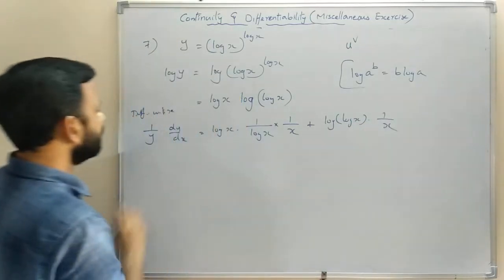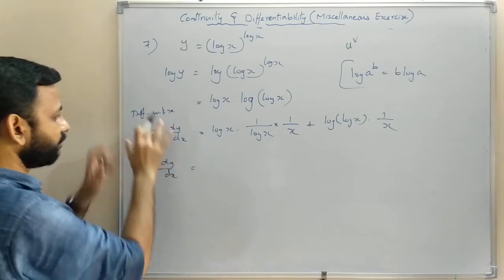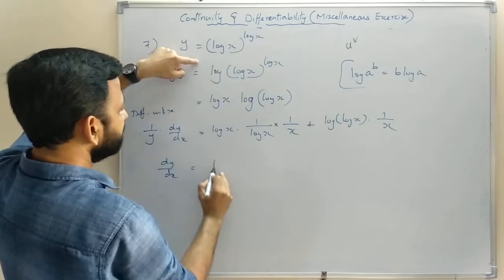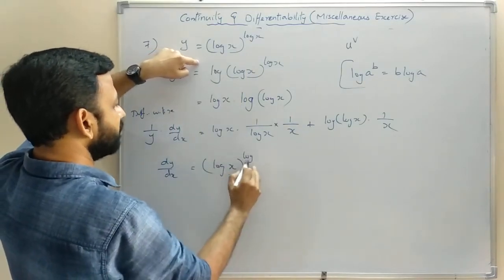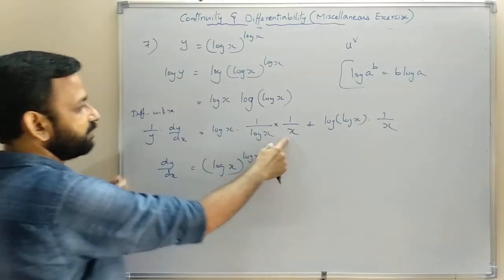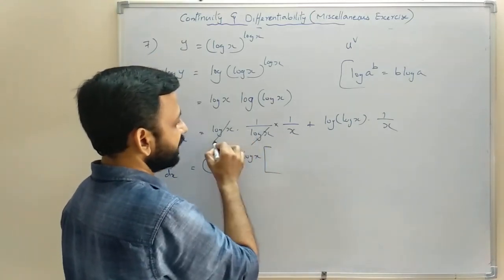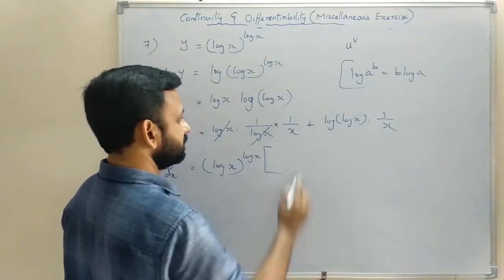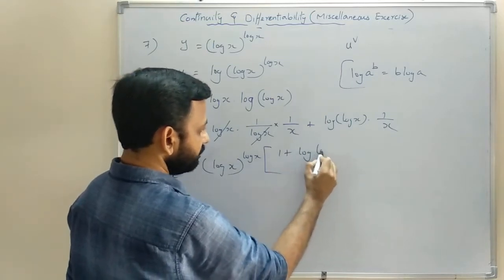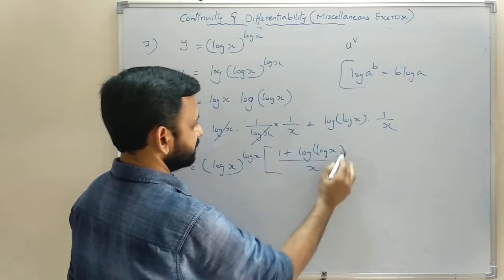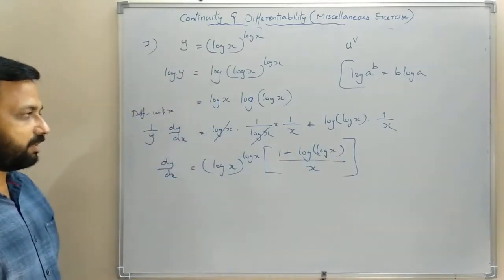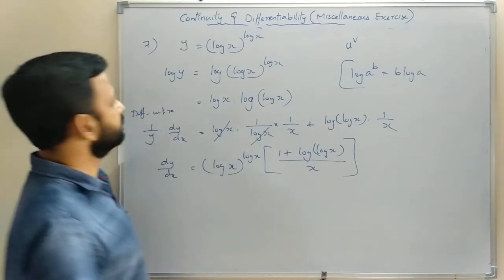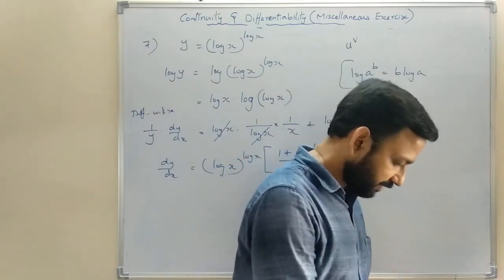Now dy by dx is equal to, we can take 1 upon y from left to right, that is y into RHS. So y is our question, log x raised to the power log x. Then inside the bracket, the simplified form, log x and log x cancel now. So 1 upon x plus log of log x upon x. So that is 1 plus log of log x divided by x. So that is the answer, dy by dx. So that is question number 7.